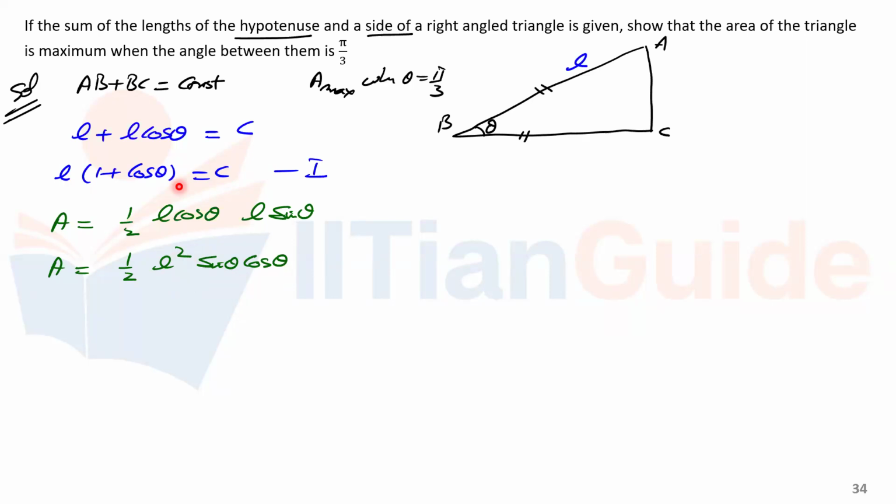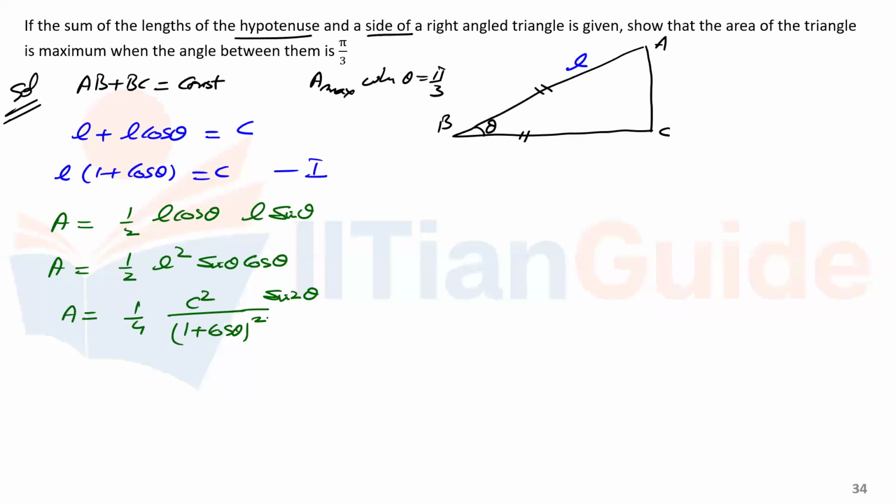So just wait. I'm making a function of theta, not L. Next step, I need to differentiate it. Keep in mind, 1 by 2, I will do sine 2 theta, I will add 1 by 2. L square I can write as C square upon 1 plus cos theta whole square, and I will get sine 2 theta. Can I? Right? Tell me. Any problem? No, sir. Okay, fine.